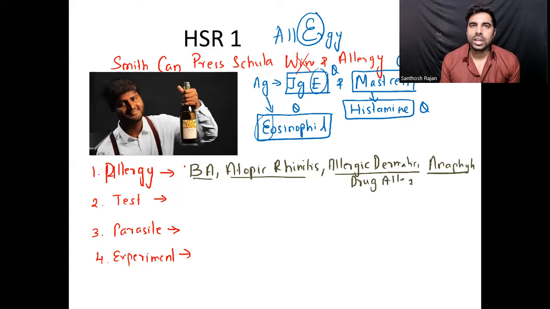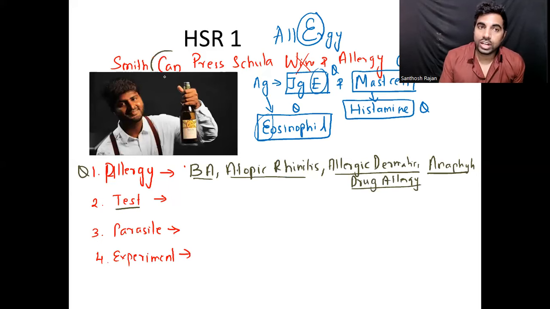Recently, a question came. A patient took penicillin and he got allergy. Which type of hypersensitivity reaction? All those things come under examples of type 1. Test, there's only one test. Even if there are many tests, lepromin, tuberculin, etc., they all come under type 4. Type 1 means only one test. That's the shortcut I told.